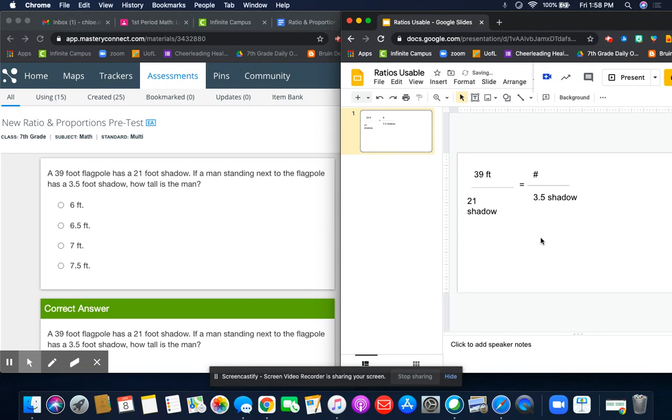So again, we have 3 values. I'm looking for that top one, cross multiply and divide to solve for x. If I do that, I get a value of 6.5. My man is 6.5 feet tall.